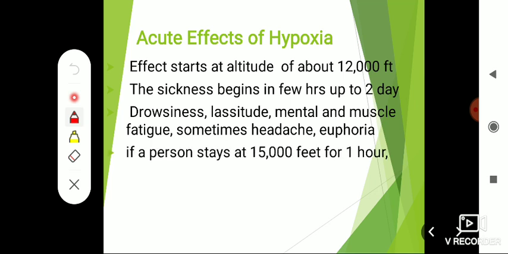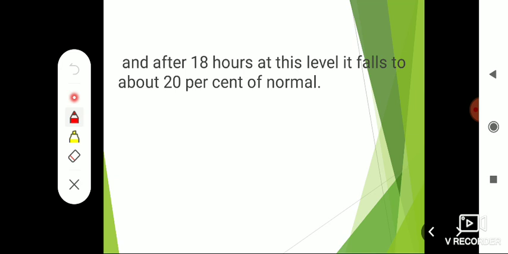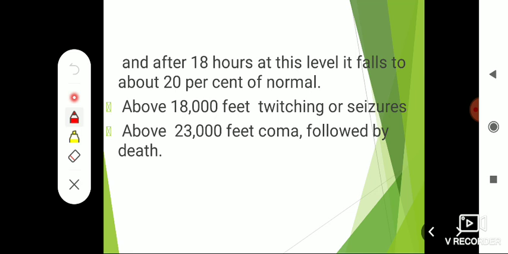If a person stays at 15,000 feet for 1 hour, mental proficiency ordinarily falls to about 50% of normal. And after 18 hours at this level, it falls to 20% of normal. Above 18,000 feet, twitching and seizures, that is convulsions, start. Above 23,000 feet, coma followed by death, unless you have oxygen support with an oxygen cylinder.